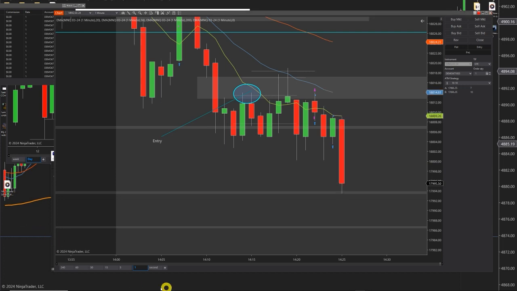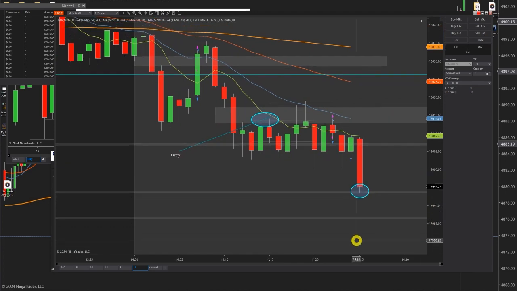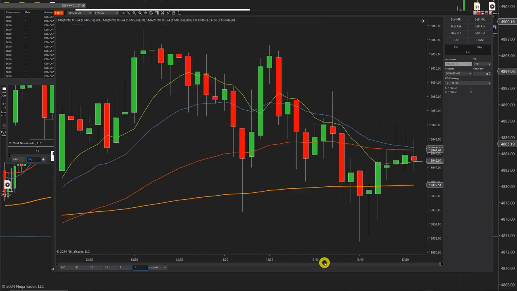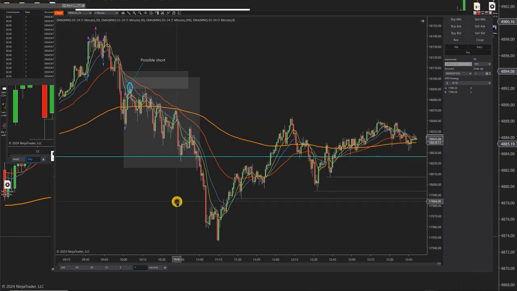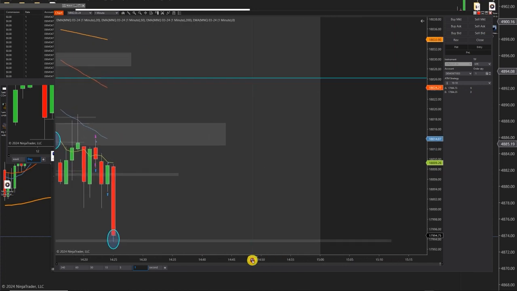All right, it hit the target. It hit the target that I was thinking. I'm very excited about that because that means I'm onto something. That means I'm kind of thinking how I'm supposed to be thinking. Of course, I made some mistakes with my entries, my timing, and my stop losses, and I'm okay with that because I'm still learning.